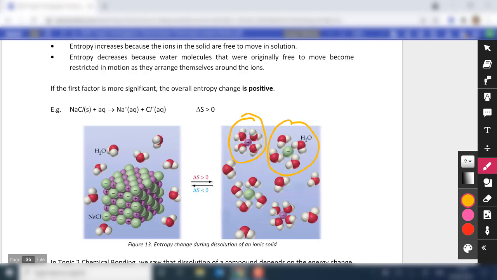So whether dissolution results in a positive entropy change or a negative entropy change, it really depends. We can't say for sure. But of course, here we just say that if the first factor, where your solid is more free to move around in the solution, is more significant, then the overall entropy change is positive. But usually that may not be the case. So we'll need more exploration by looking at the data provided to us.